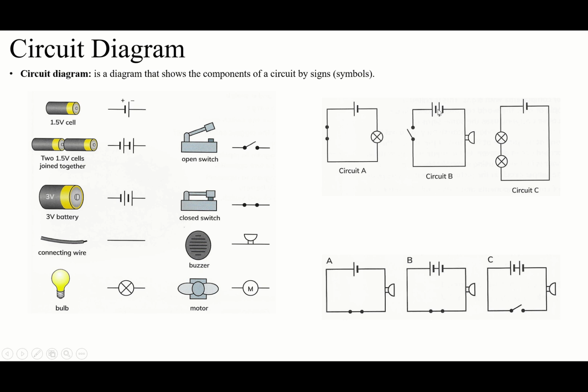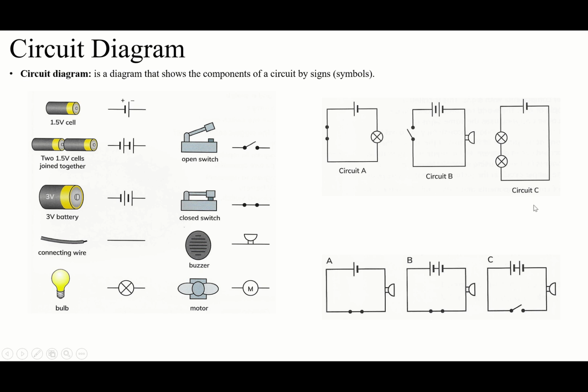How do we know? Because between these two parallel lines, we don't have a line for connecting them like this. You see, no connection. It means we don't have two cells that have been connected. It's only one cell, but it's a 3V battery. Okay, I mean it's one battery, not one cell.